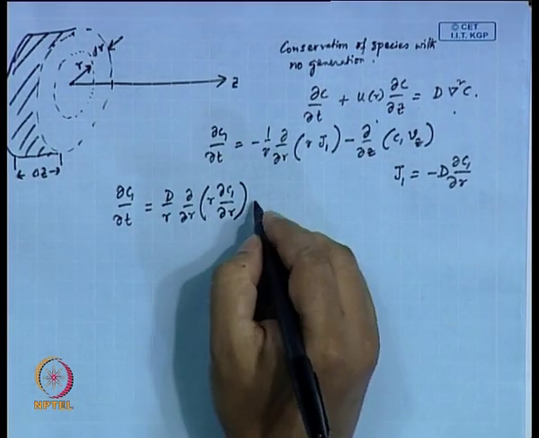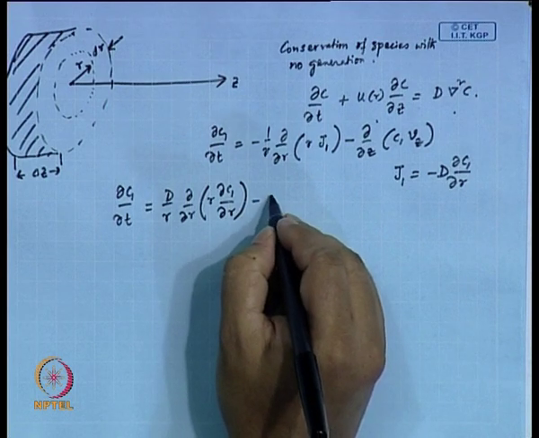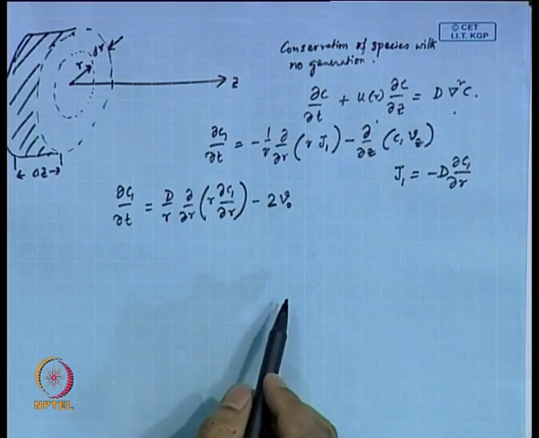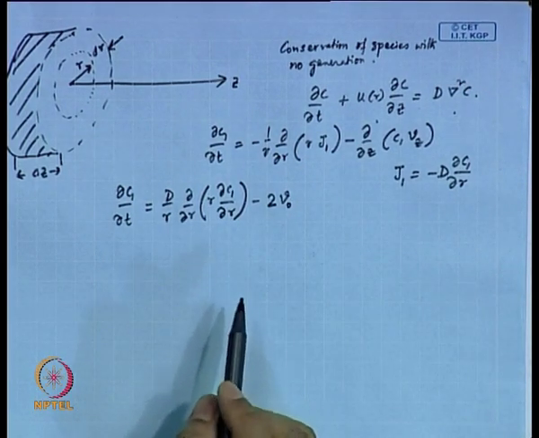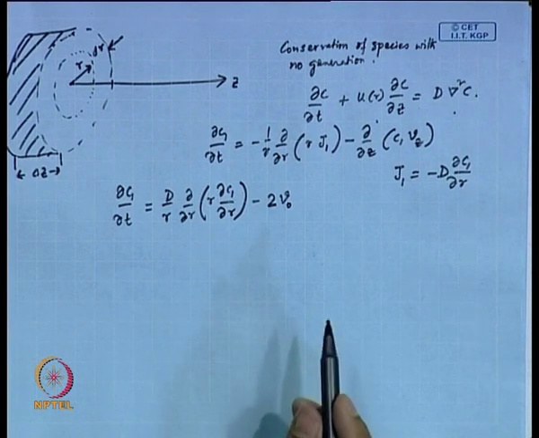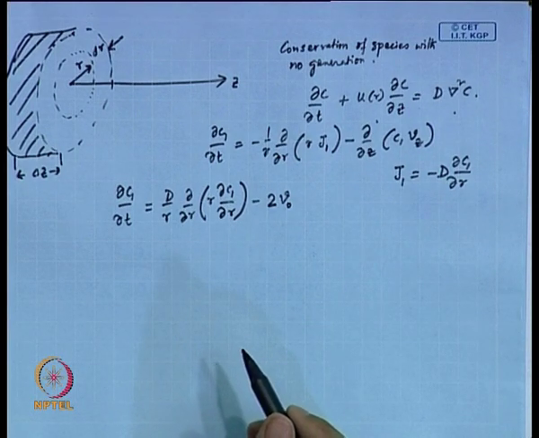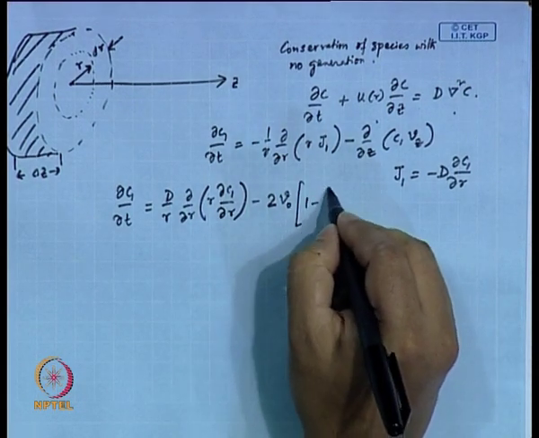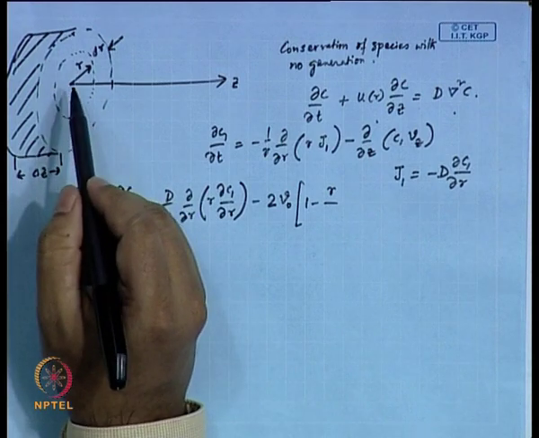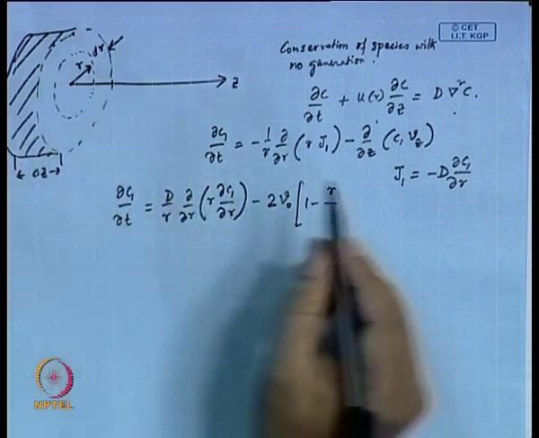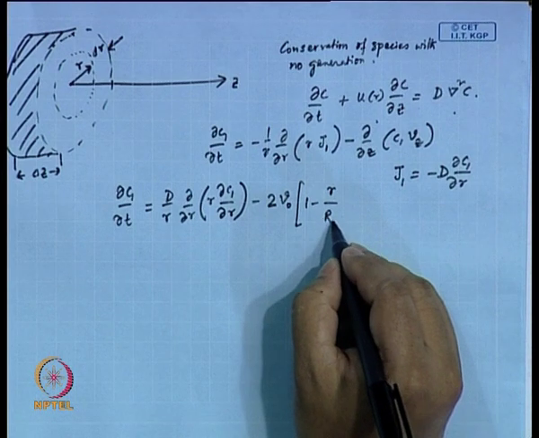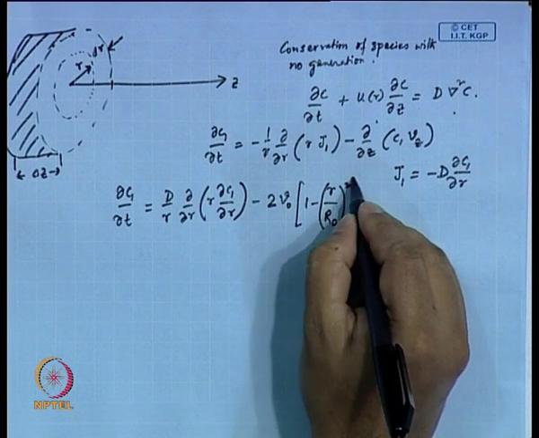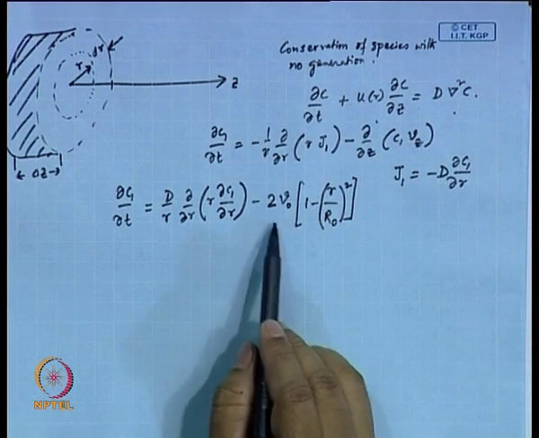So, what we will write here is 2 v naught. Why 2 v naught? Because you remember the v max in the parabolic velocity profile is 2 times v average. Here the v average is referred to as v 0. So, 2 v naught into 1 minus small r, which is any radial point, divided by capital R 0, the radius of the capillary, and this whole thing squared. So, this gives you the v z.